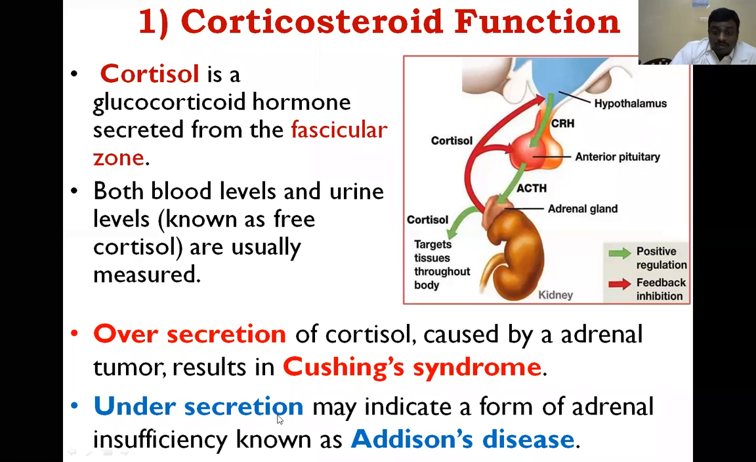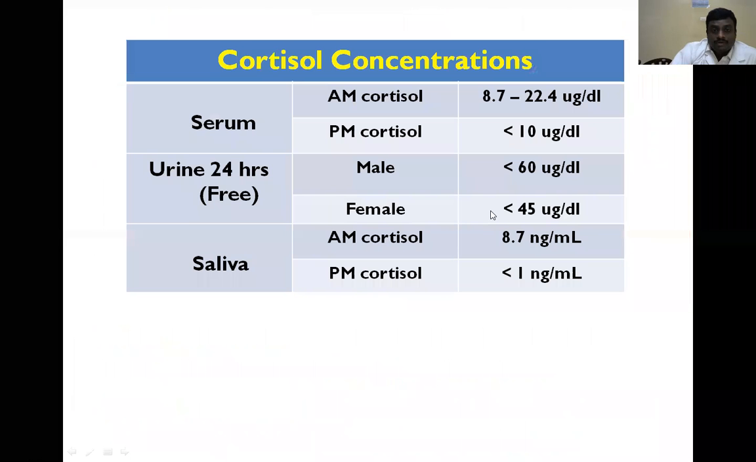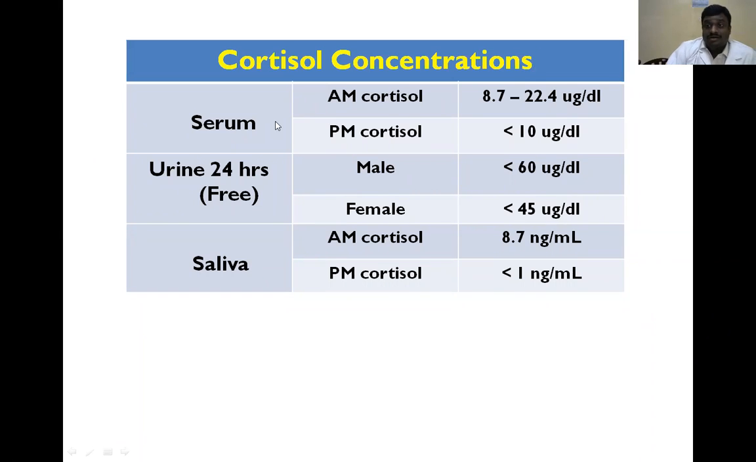If there is a low amount of cortisol present in the blood or in the urine samples, that may be due to Addison's disease. In Addison's disease, the size of the adrenal gland is greatly reduced. Normal concentrations of cortisol depend on the time, so the morning cortisol varies from the evening samples. We must remember the time of the sample collection.